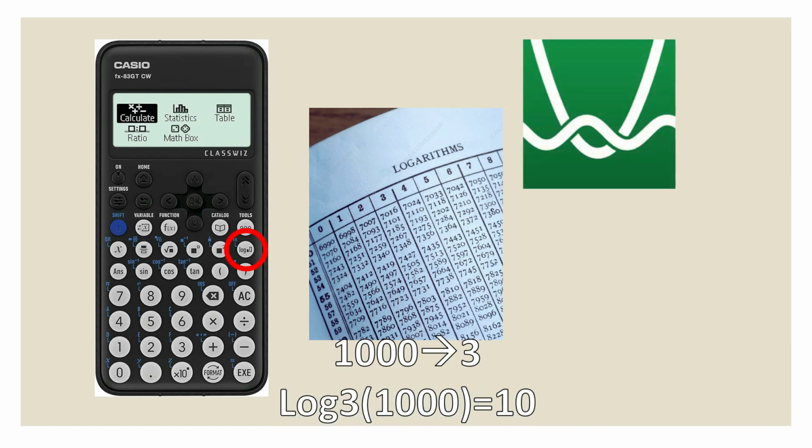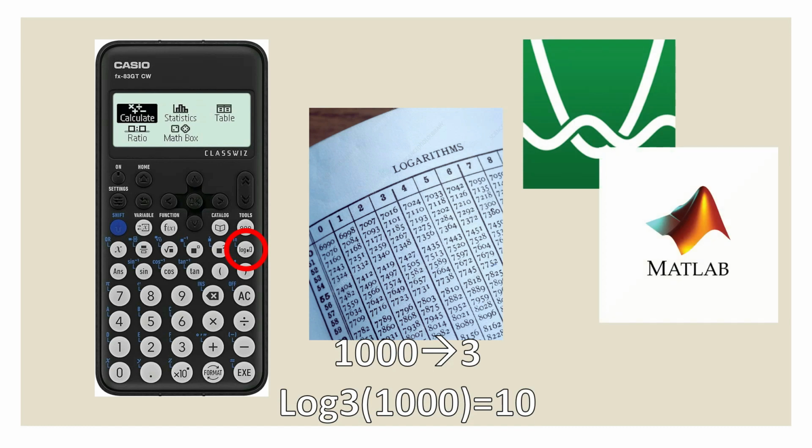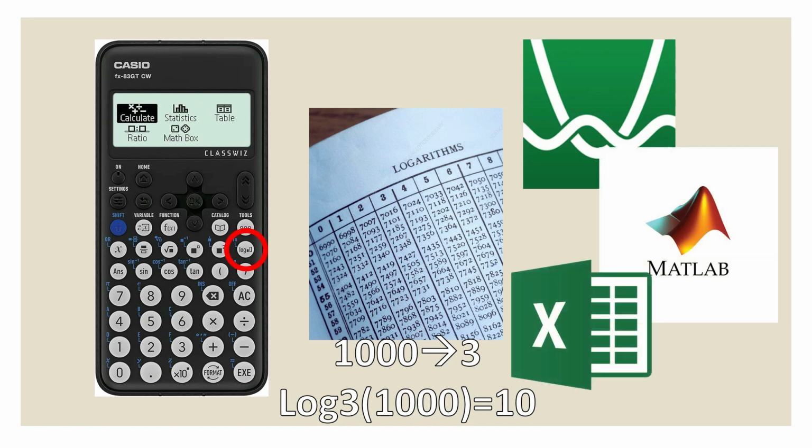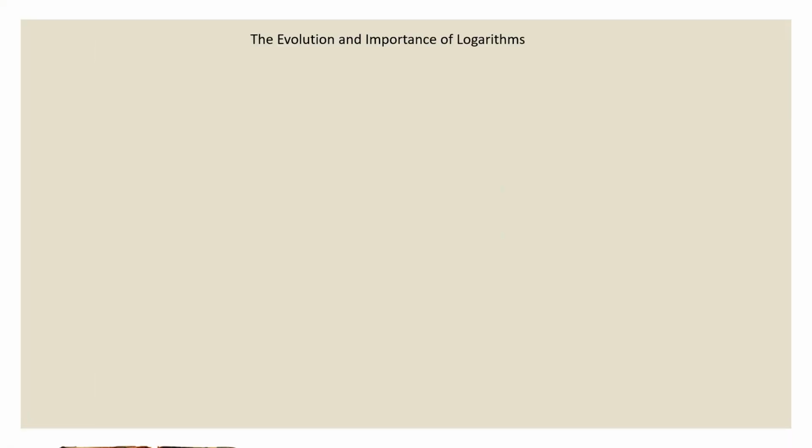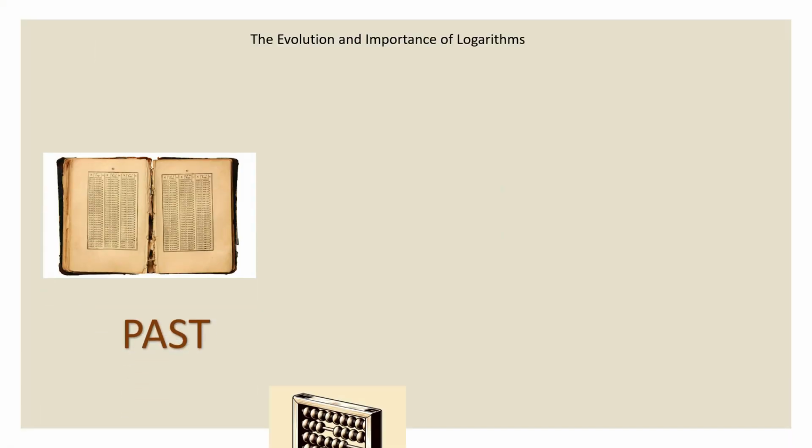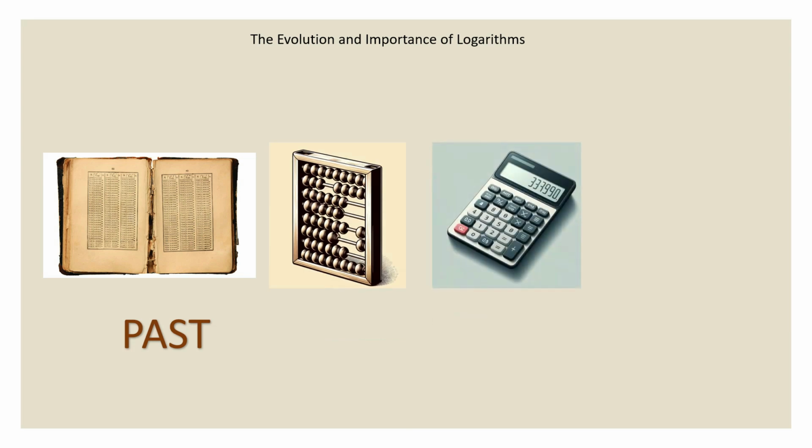Lastly, you could also use mapping software. In the digital age, software and online tools can quickly convert numbers to logarithms. These tools are based on the same principles as logarithm tables, but are far more convenient. Logarithms have such a rich history and are essential in many fields today. They evolved from simplifying tedious calculations to being integral in modern science and technology.